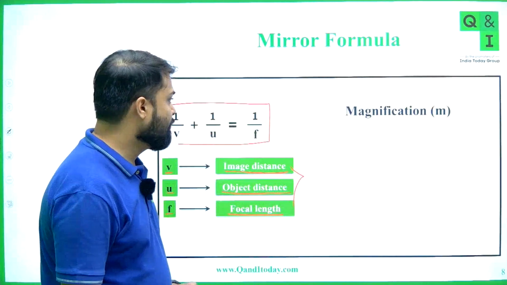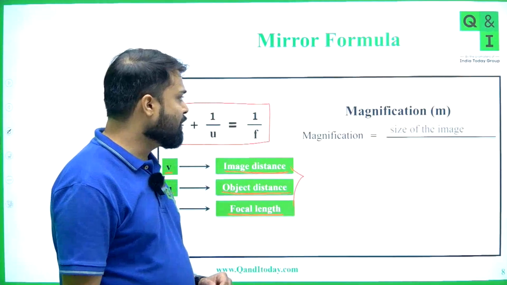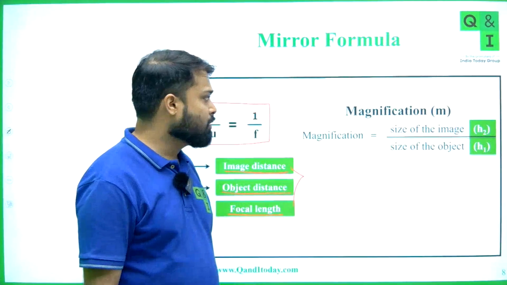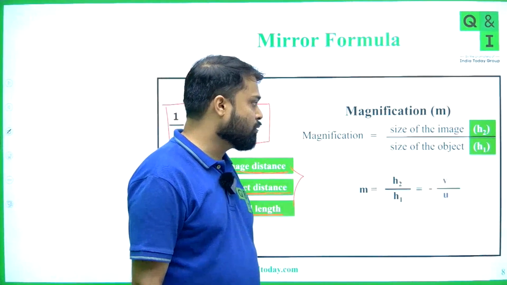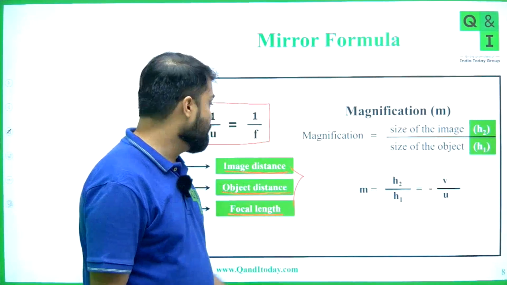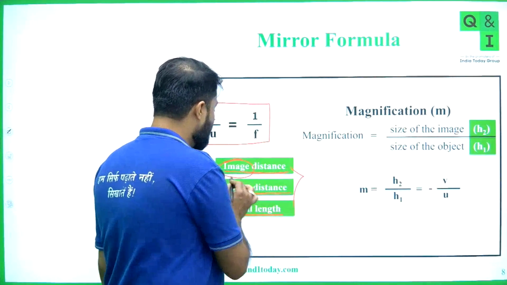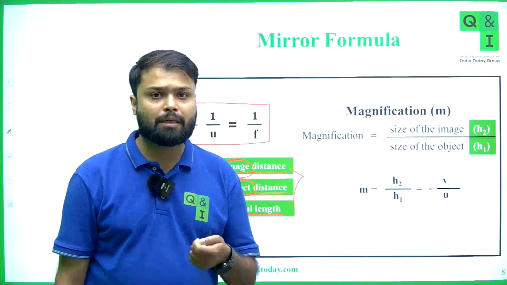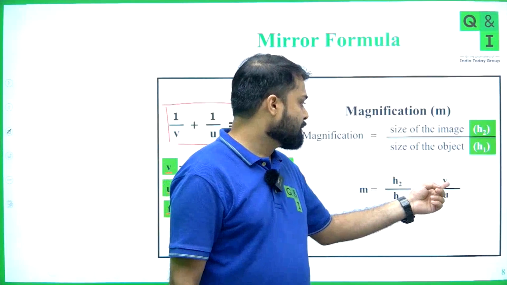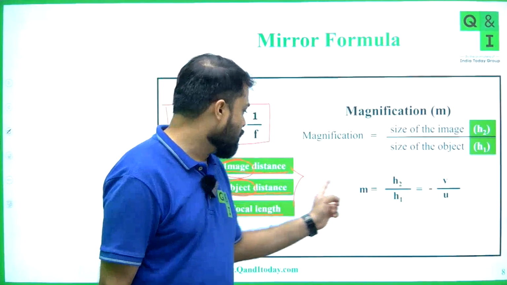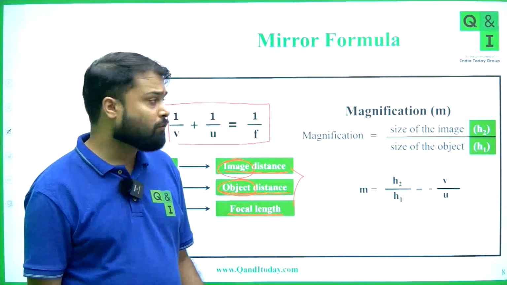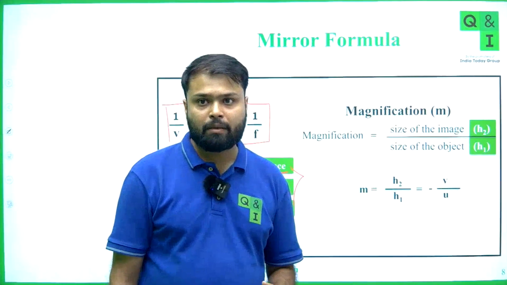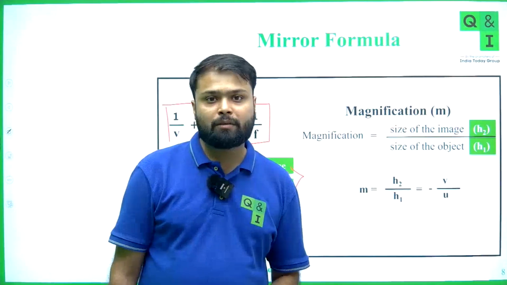Now, if we talk about the magnification, magnification is nothing but the size of image upon size of object, which is equals to H2 by H1, or this is equals to minus of V by U. Now, V is image distance and U is object distance. So remember image upon object. So we use these two formulas: 1 by V plus 1 by U is equals to 1 by F, and the second one is magnification.